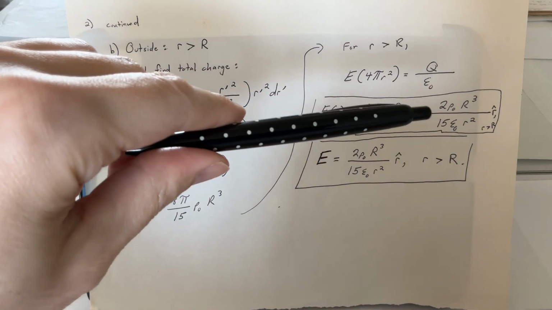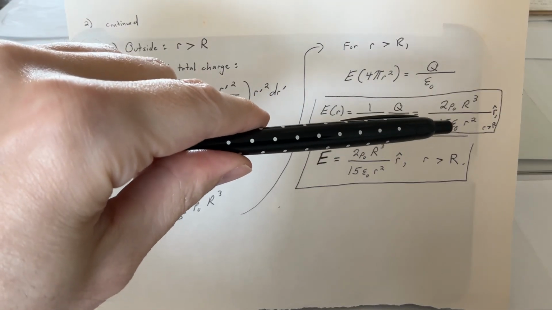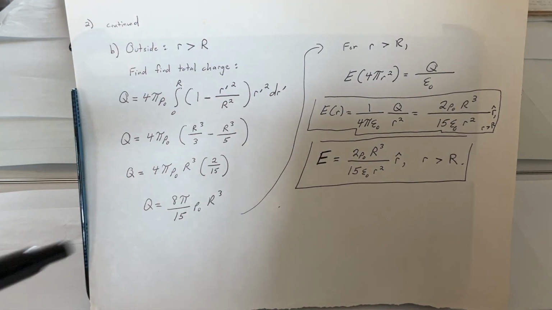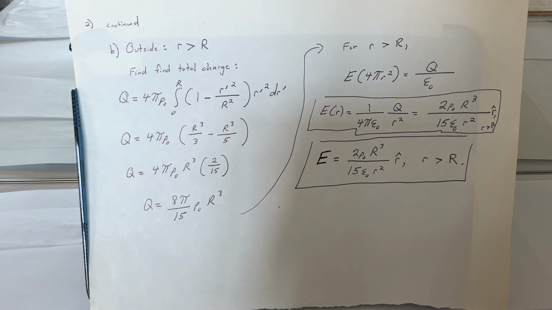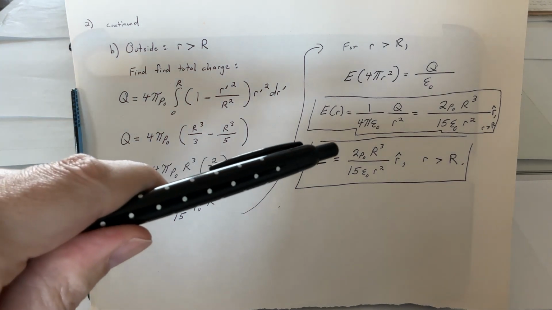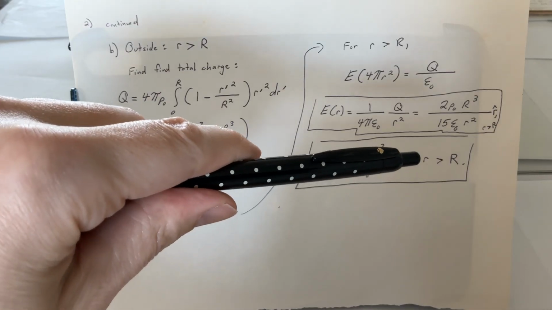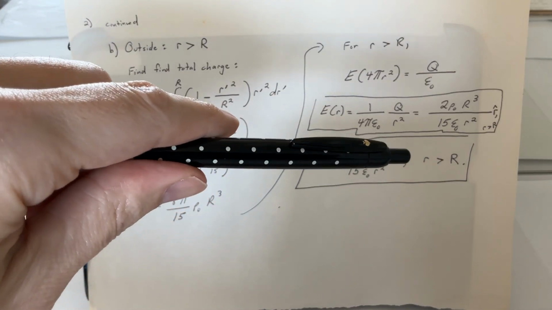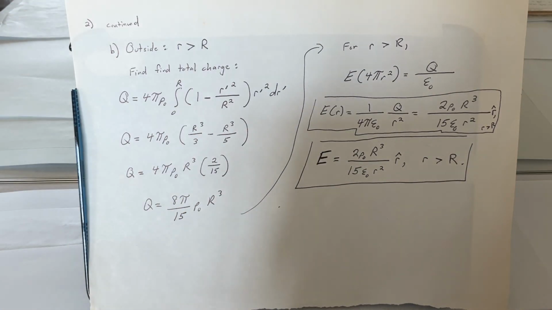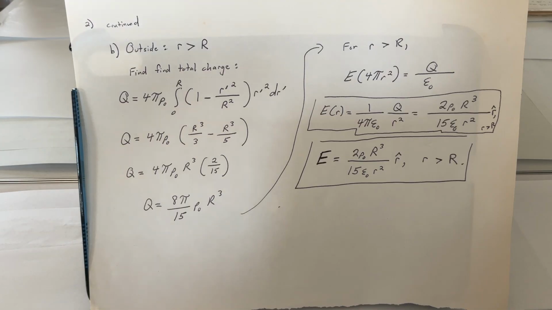I don't know if I misspoke. That's rho naught there, and epsilon naught there. And then our electric field is going to be 2 rho naught times capital R cubed over 15 epsilon naught r squared r hat, where lowercase r is greater than capital R. So that takes care of number 2, and we can now move on to number 3.